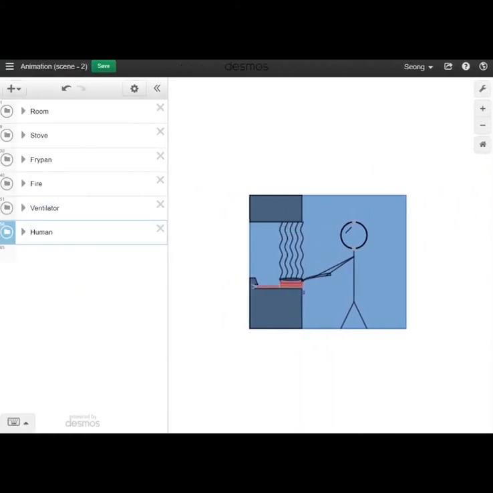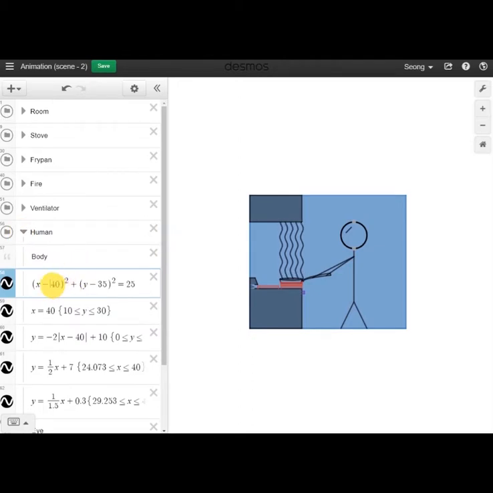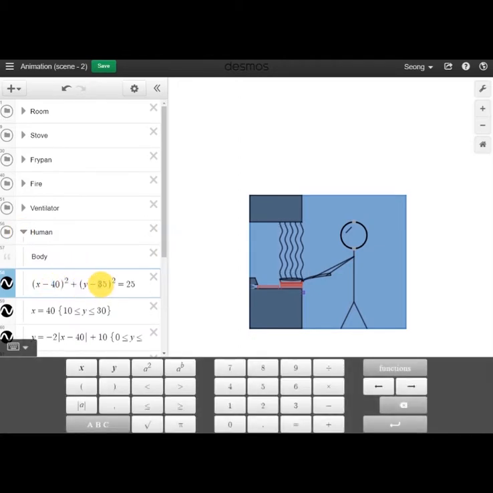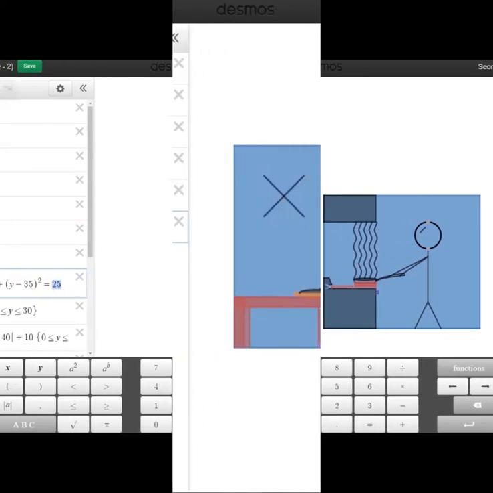I mainly use the equation of the circle when I make the things that have the round shape. For example, in the second scene, I use circle equation to make the stickman's head. I put 40 and 35 in the place where decide the center of the circle. Also, I put 25 in the place where decide the length of the radius of the circle.